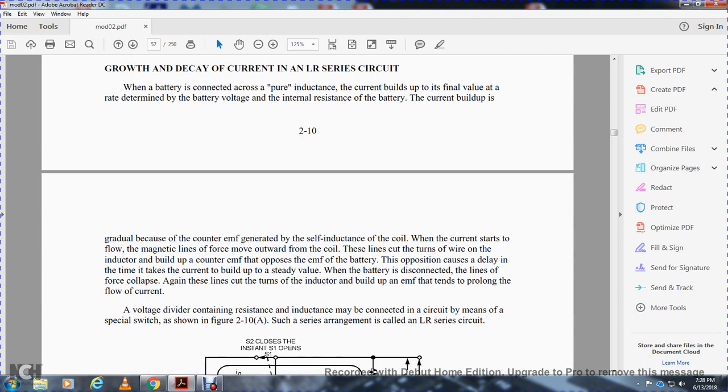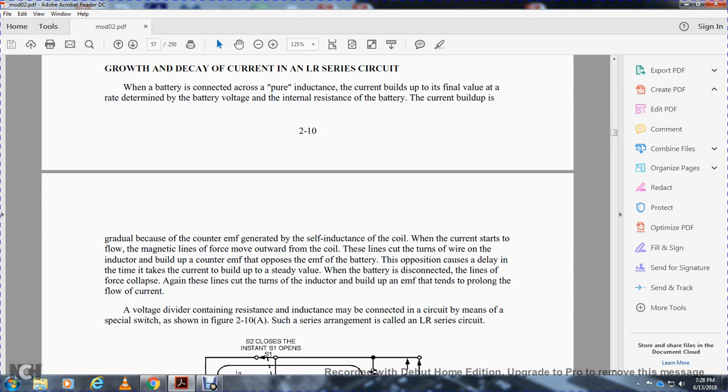The current rise is gradual because of the counter EMF generated within the inductance of the coil. When the current starts to flow, the magnetic lines of force expand outward over the coil, cut the turns of wire on the inductor, and build up a counter EMF opposing the EMF of the battery. This opposition delays the build-up of the current. Then, when the battery is disconnected, the lines of force collapse, cutting the turns of the inductor, and the induced EMF tends to prolong the flow of the current.